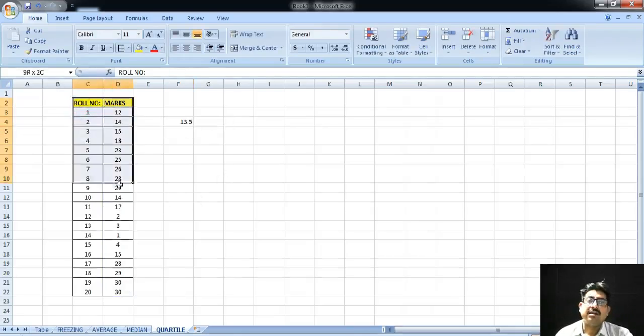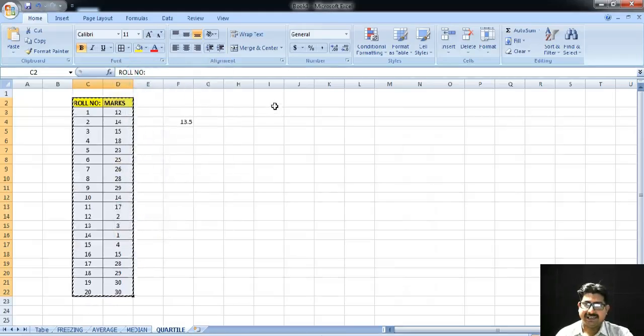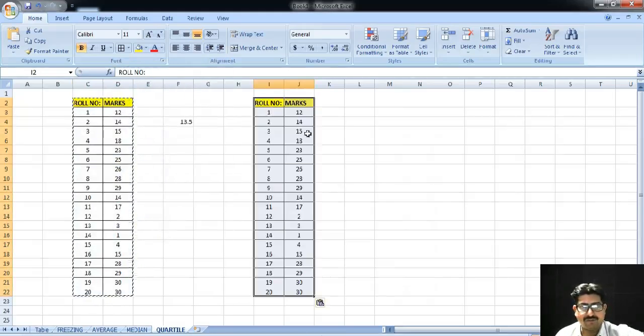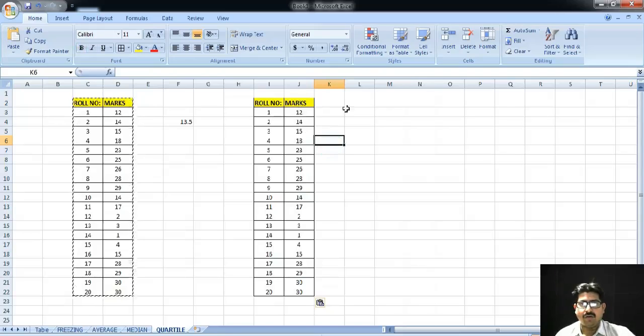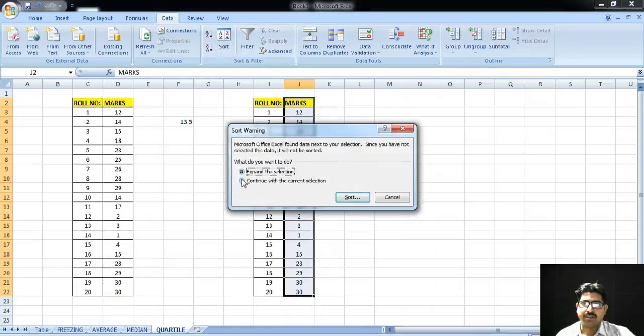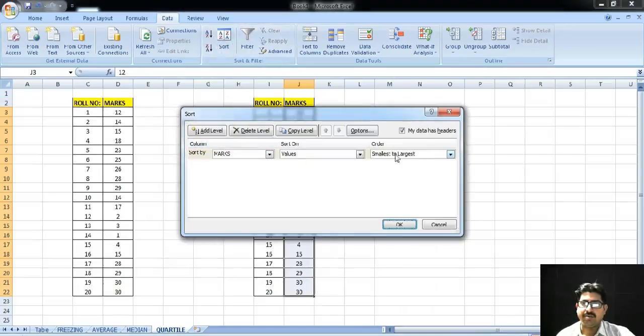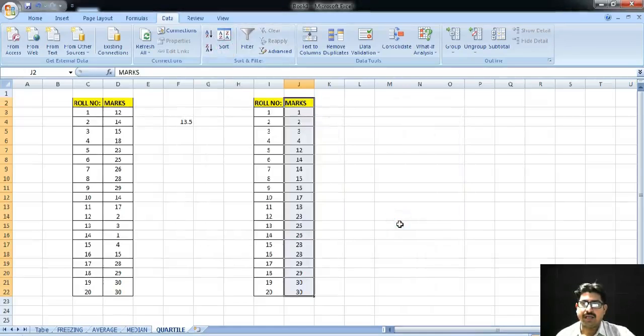What does it mean? Let's see. I hope you have understood our previous video that was about median. So once again, we have pasted the entire data, and now I have selected from marks to 30, and now we will move to Data, and from Data we will look for Sort. In Sort, continue with the current selection, sort, and this table will emerge, smallest to largest.